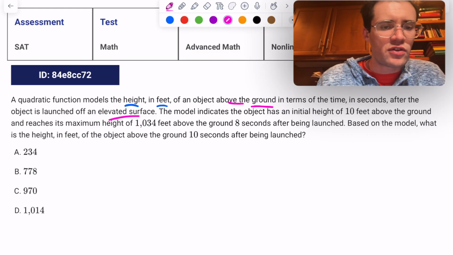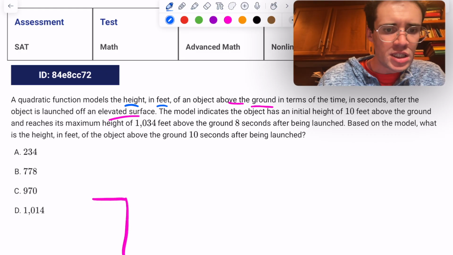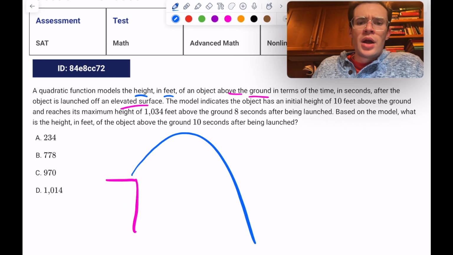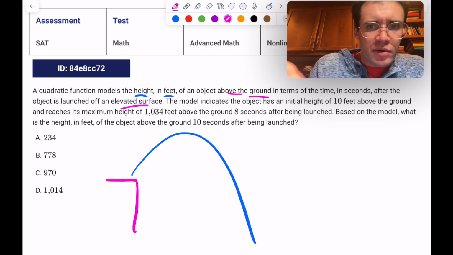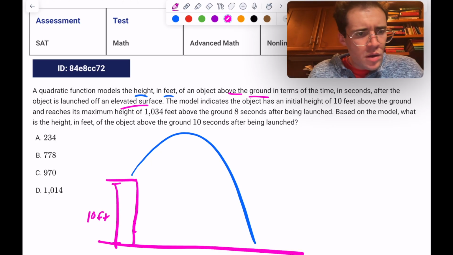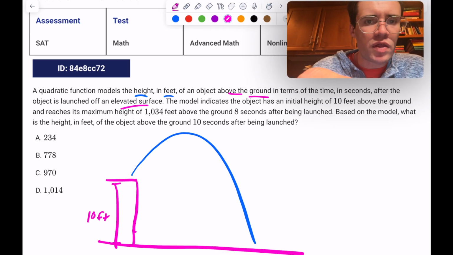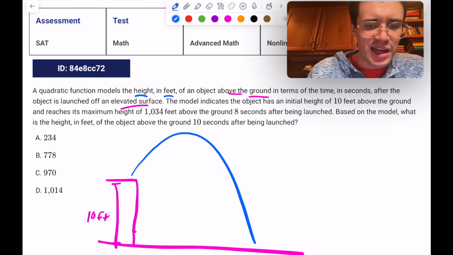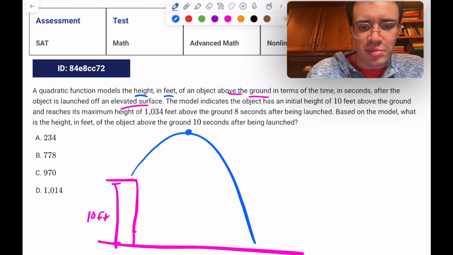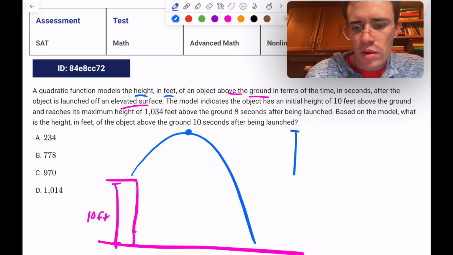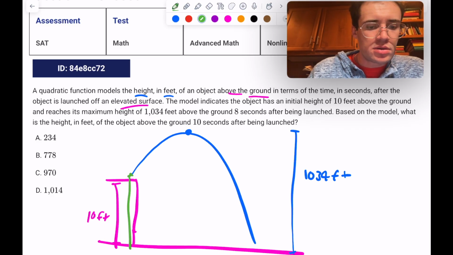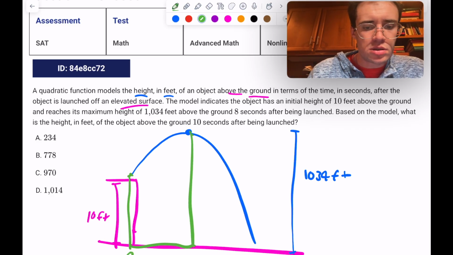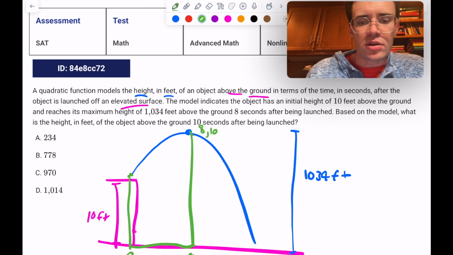All right, so it's not starting from the ground, it's starting at this elevated surface. It's going to follow some kind of projectile motion like that. The model indicates the object has an initial height of 10 feet above the ground. So this is 10 feet here, and reaches a maximum height of 1,034 feet. So this is really not drawn to scale here, but all right, it goes up to 1,034 feet. And that's 8 seconds after it's launched. So if this was time 0, it hits that at 8, 1034.